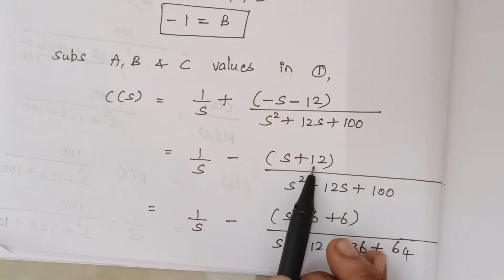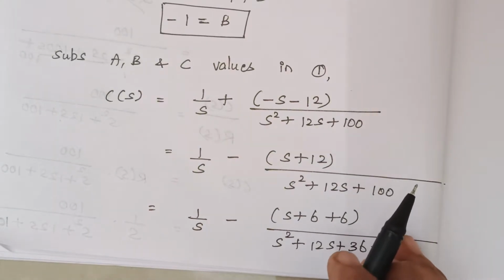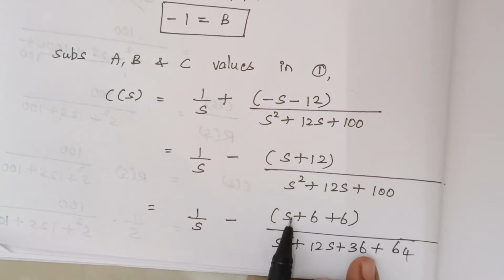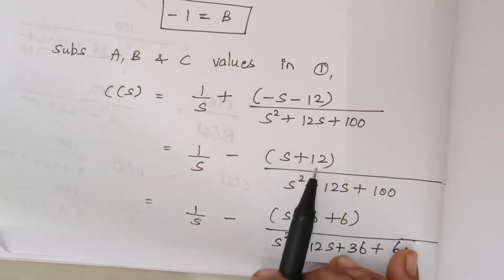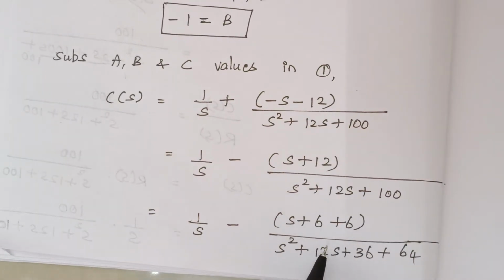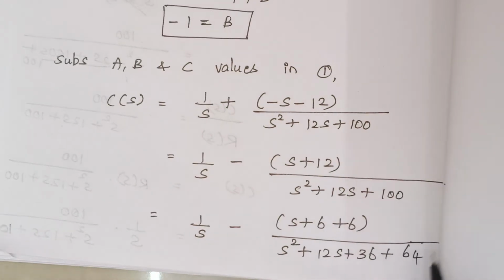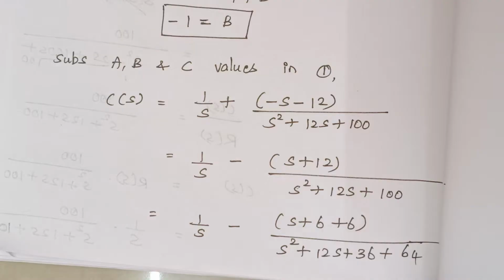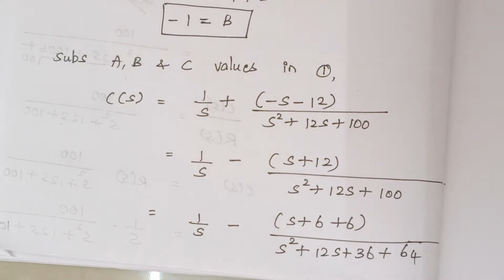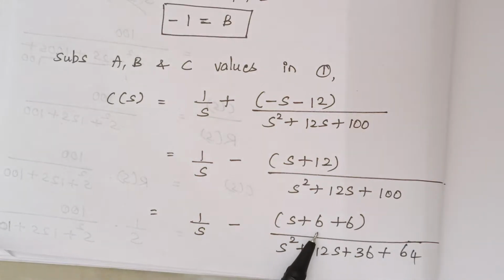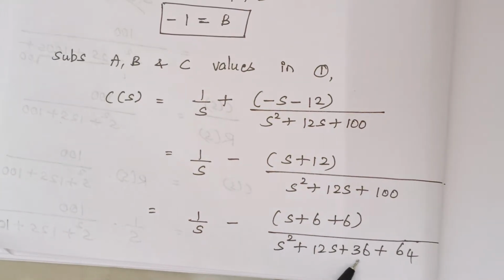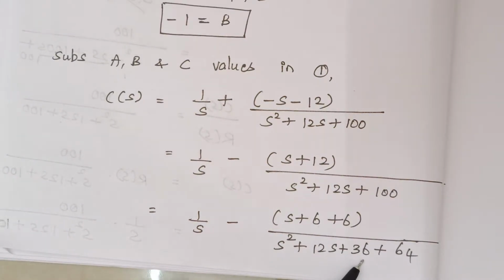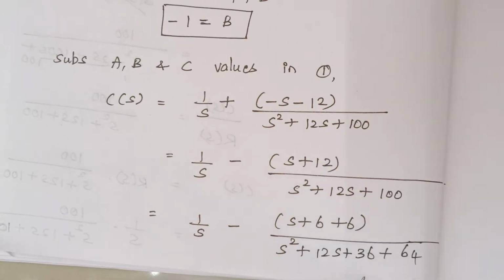Here I am splitting this 12 as 6 plus 6. That is, s plus 12, I am writing it as s plus 6 plus 6, because 6 plus 6 becomes 12 here, right? And the next thing is, I am splitting this 100 as 36 and 64. Why am I splitting it as 36 and 64? Why are we not splitting that one as 50 and 50? The reason is, here we have 6, right? So I am trying to bring 6 square. That is why I split this 100 as 36 and 64, right? Hope you understand.